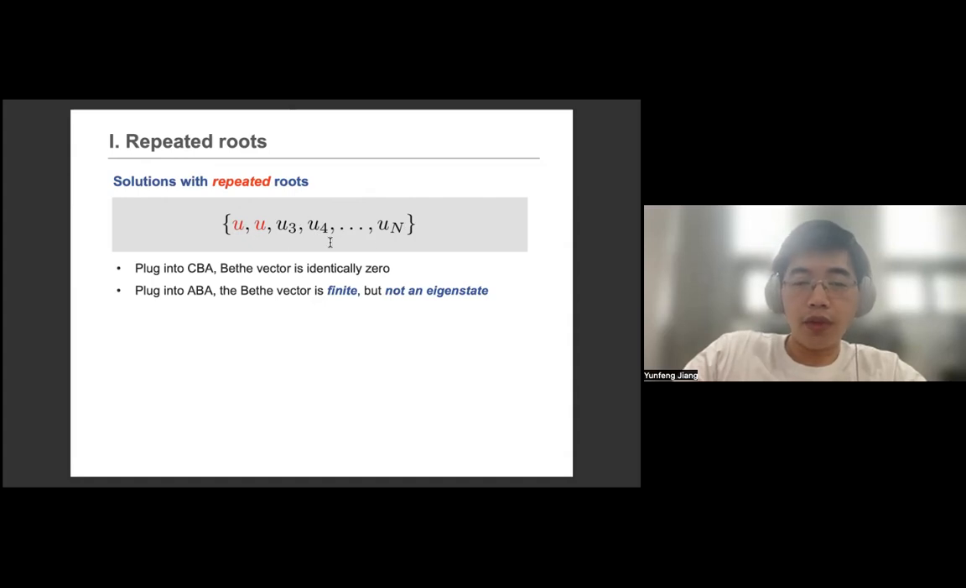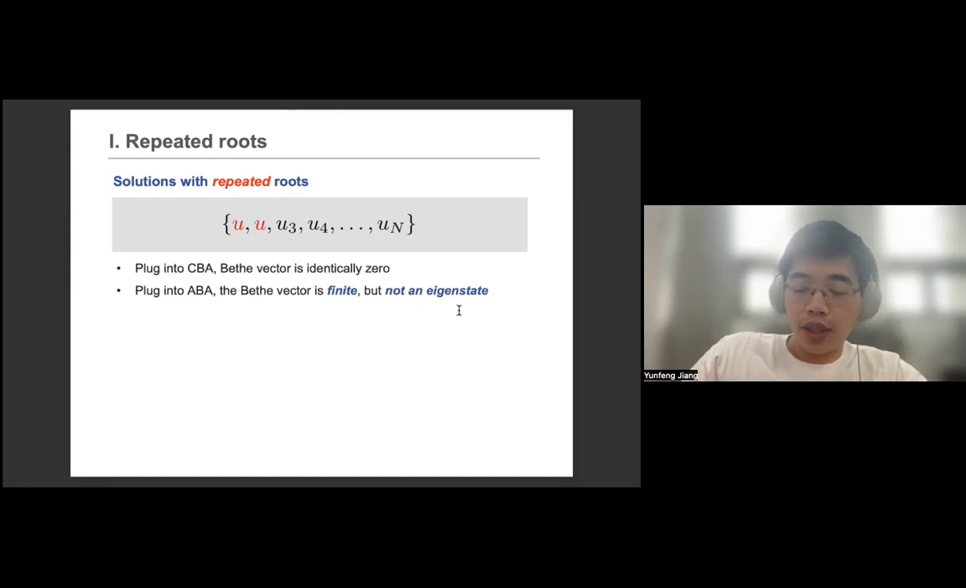Let's say we have this form. If you take such a solution and plug it into the coordinate Bethe-ansatz wave function, you find that the Bethe vector is identically 0. This is just because of the special normalization in the coordinate Bethe-ansatz. We can also plug it into the algebraic Bethe-ansatz. In this case, you will find that the Bethe vector is actually finite, but it does not give an eigenstate.